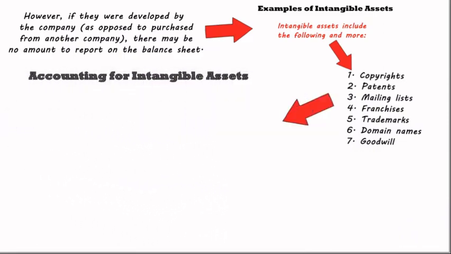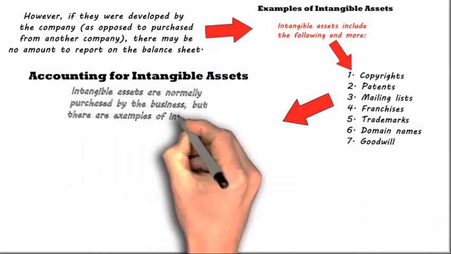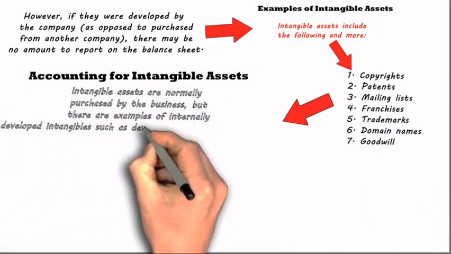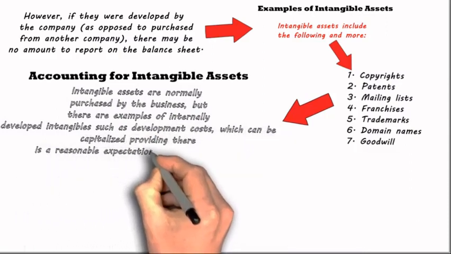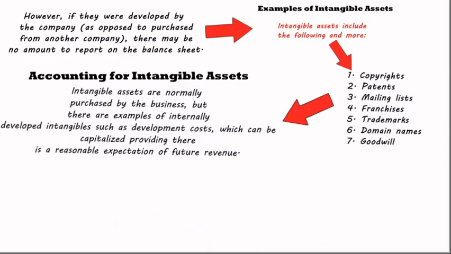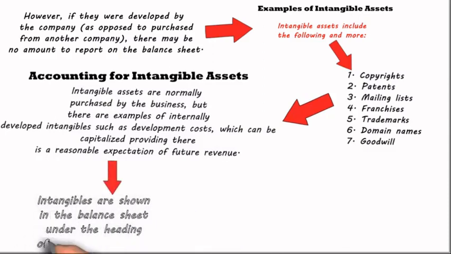Accounting for intangible assets. Intangible assets are normally purchased by the business, but there are examples of internally developed intangibles such as development costs, which can be capitalized providing there is a reasonable expectation of future revenue. Intangibles are shown in the balance sheet under the heading of non-current assets.